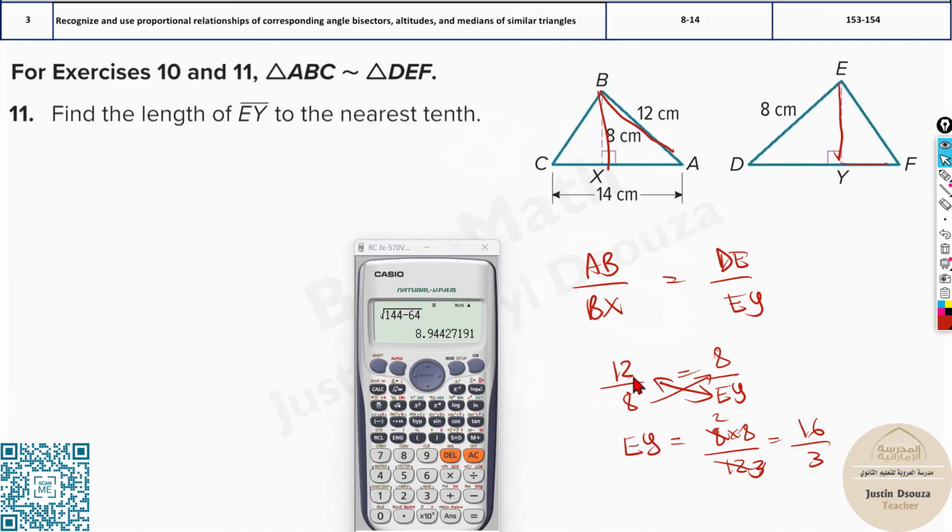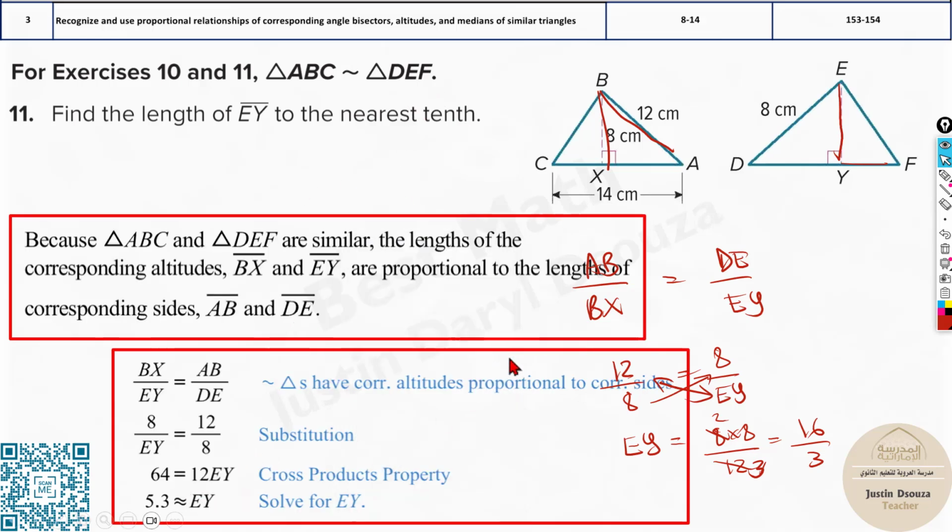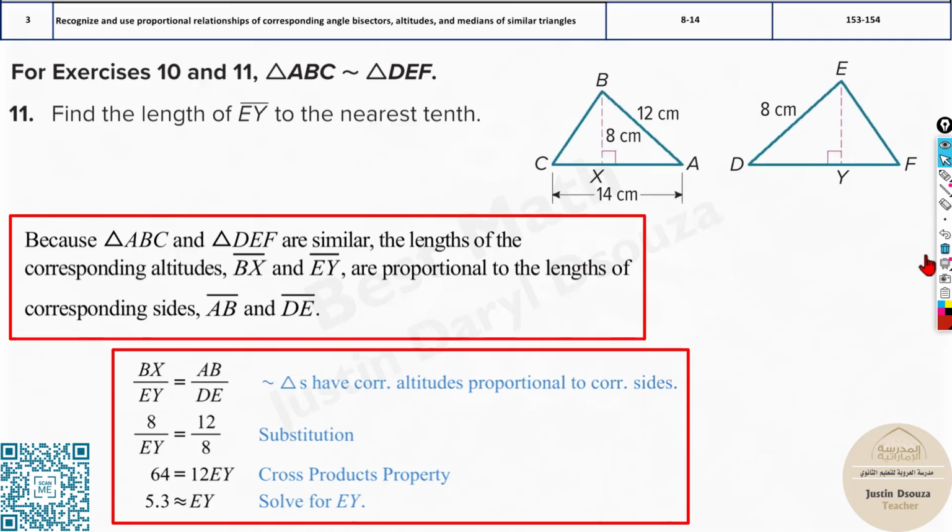Just to show you over here, this directly can be substituted. 12 divided by 8 is equal to 8 divided by alpha x. That is the unknown value. Shift and solve and then press equal to. The answer is 5.33. 3 times 5 is 15, and your 1/3 will remain. So it's 5.33, but nearest tenth would be 5.3. That's the answer. So here we go.